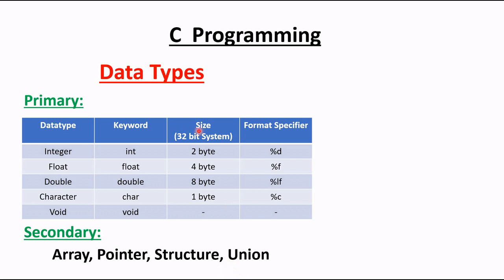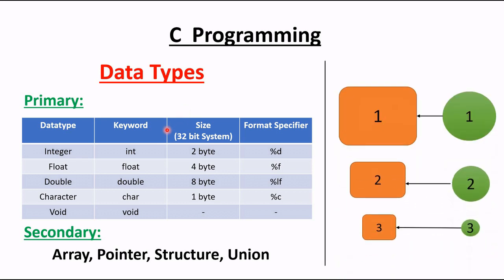Now just compare these data types with a real life example. What is the work of a data type? Suppose this is bag number 1, this is bag number 2, and this is bag number 3, or box 1, box 2, box 3. This box 1 is very big, this box 2 is of medium size, this box 3 is of small size. And this is ball number 1, this is ball number 2, this is ball number 3.